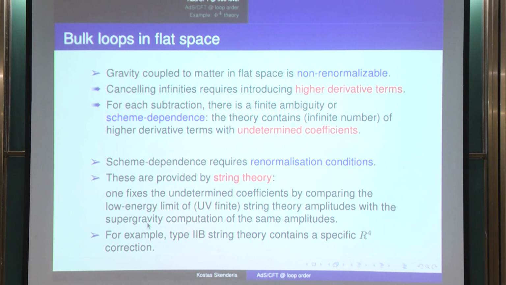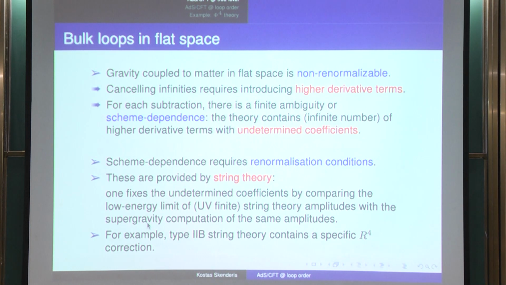So that's the reason that the theory depends on an infinite number of high derivative terms, each with its own undetermined coefficient. So we need an infinite number of coefficients to fix. That's why the theory is non-renormalizable. Now, when you have scheme dependence, not just in gravity but in ordinary quantum field theory, you always need renormalization conditions to fix it. You need to give some physical conditions. For instance, you can say, my theory has a particle of that mass. Or you can say, if I compute the 4-point scattering, then that will be the answer.